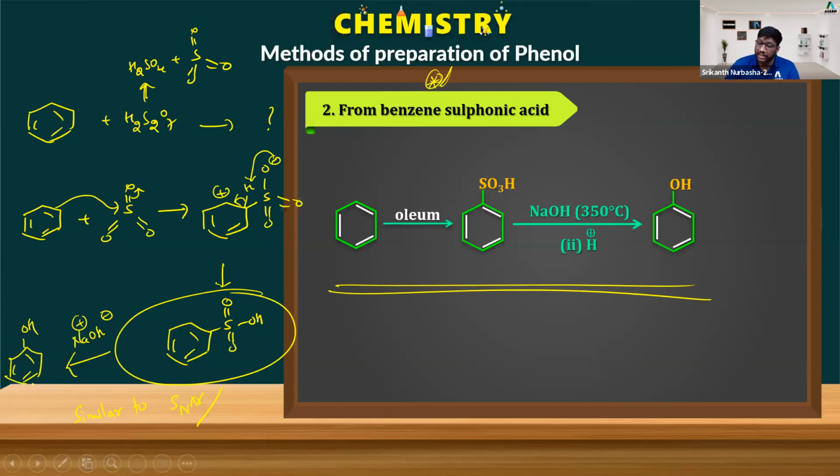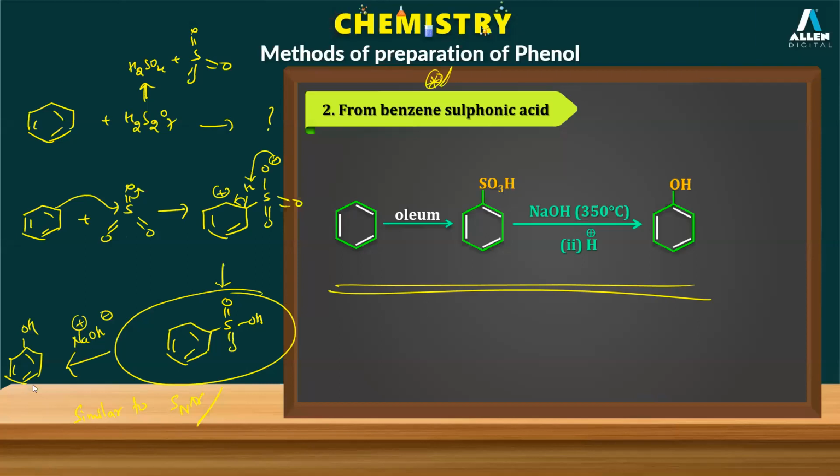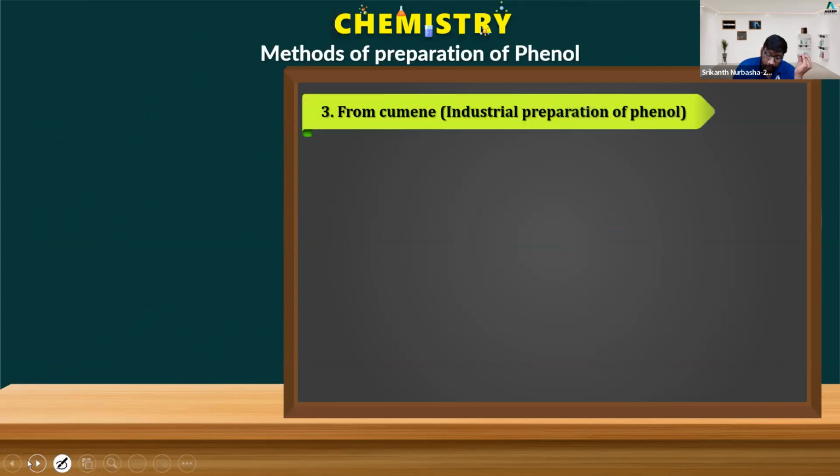And any other process you can remember? From halobenzene we have prepared. From benzene sulfonic acid we have prepared. Any other process can you think of? So from cumene. Yes, from cumene. From cumene, how can you prepare it? This is the industrial method of preparation of phenol.